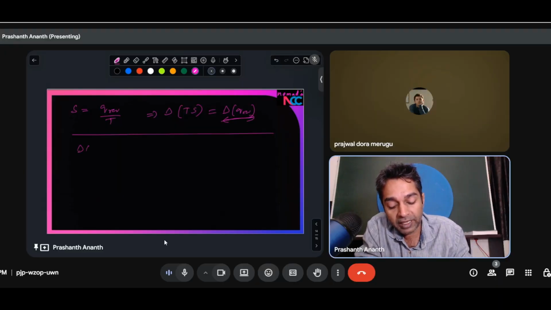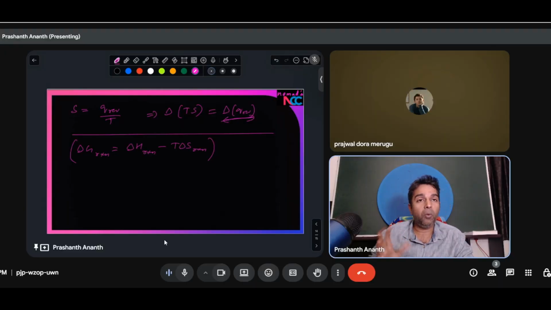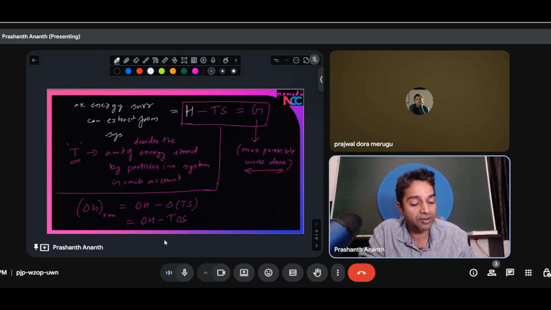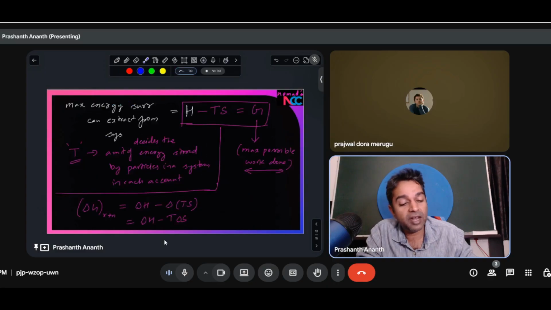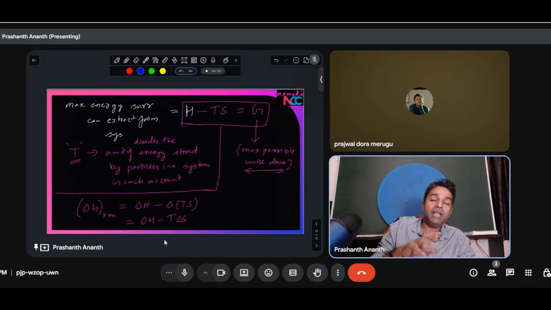We end up having delta G of a reaction being equal to delta H of a reaction minus T delta S of a particular reaction. And there are certain advantages to this. One major advantage which starts coming out is this. Later on, as scientists started learning more and more about what this maximum work extractable is going to be, initially, scientists effectively looked at it simply as the maximum energy surroundings can extract from the system. But that started changing slowly into something like this.